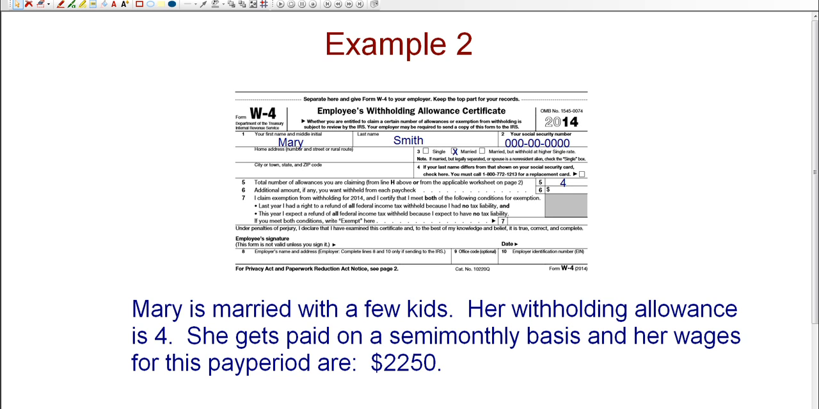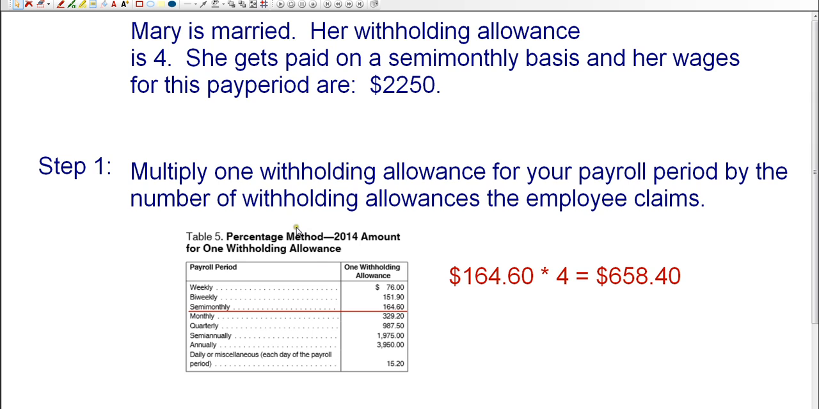This example, we're going to deal with Mary. Mary is married and has 4 allowances on her W-4 form. So we're going to say that Mary gets paid on a semi-monthly basis, which means that she gets paid twice a month. And her wages for this pay period are $2,250. Okay, so we're going to do the exact same process. We're going to start by using the percentage method table to determine the number of withholding allowances that we're going to subtract from her pay.